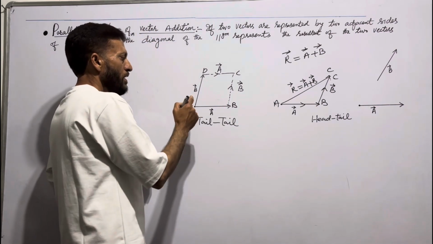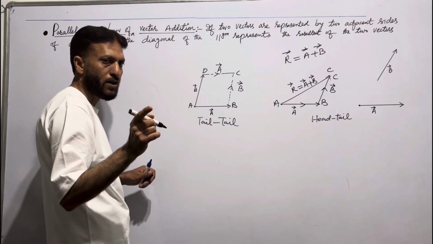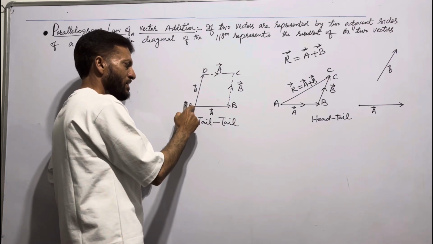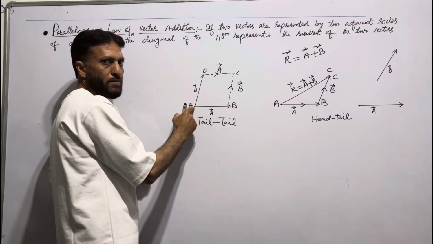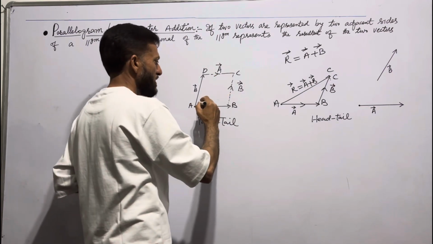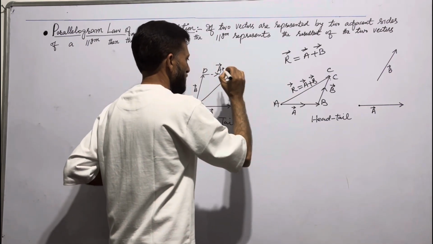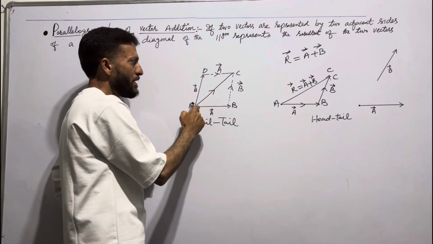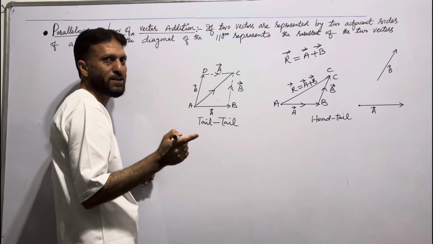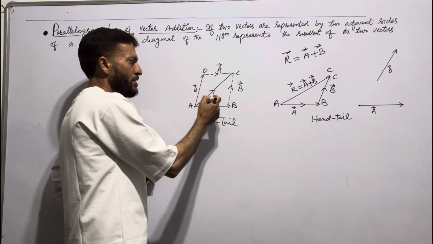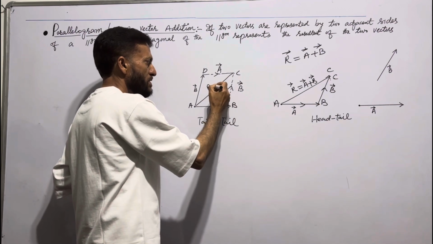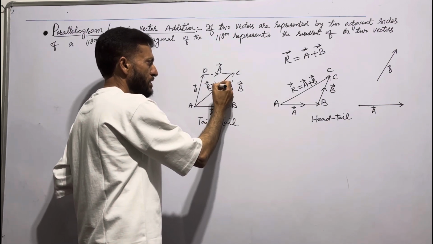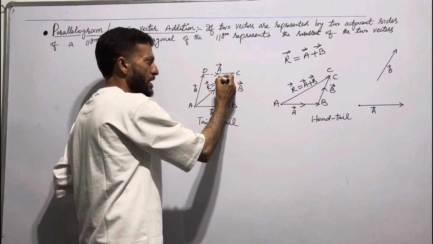Now a vector drawn from A to C, which is the diagonal of this parallelogram. AB and AD are two adjacent sides of parallelogram. This diagonal will represent the resultant of vector A and vector B.